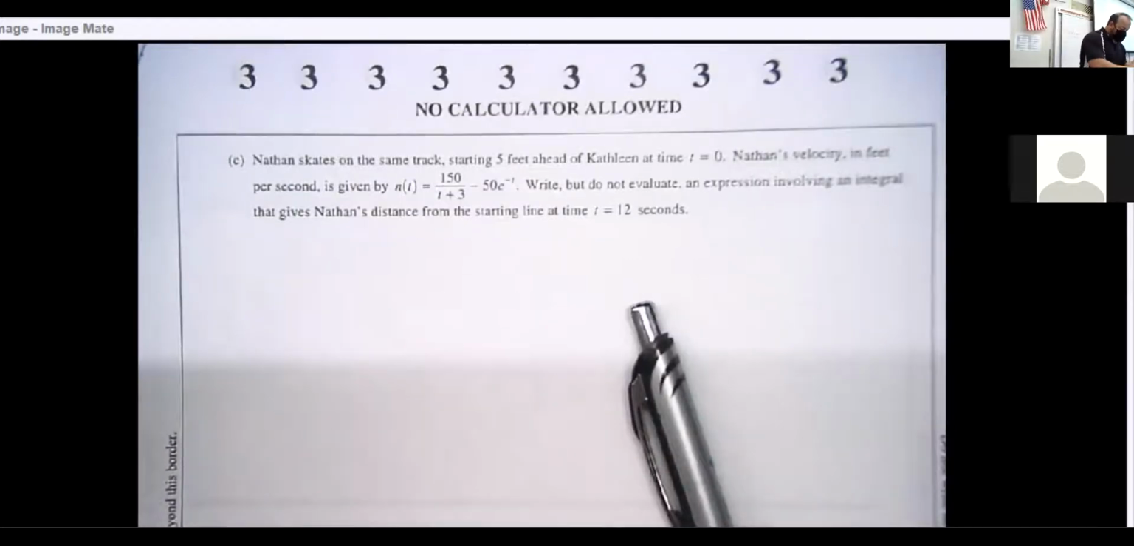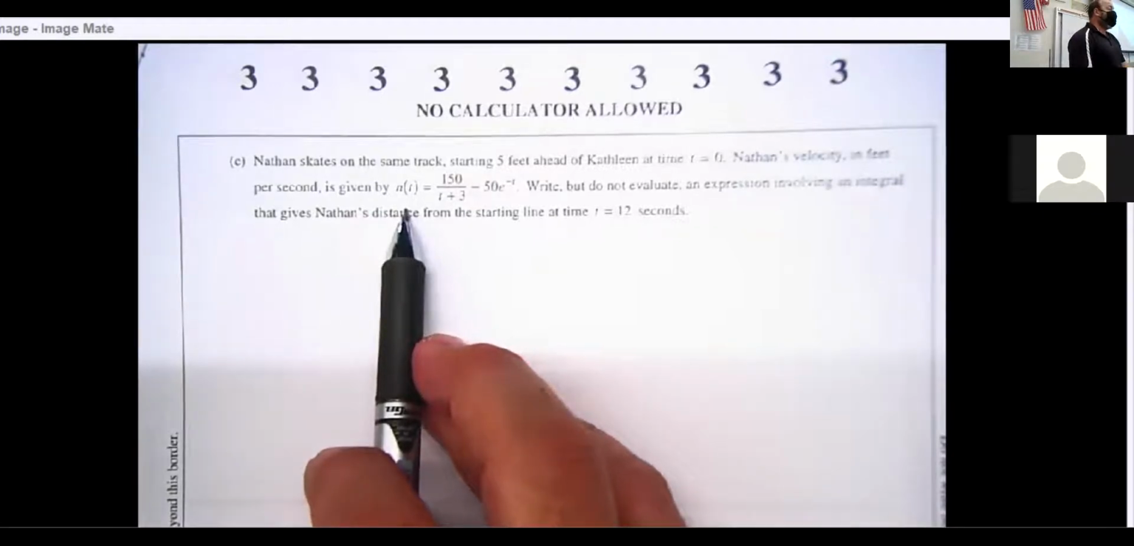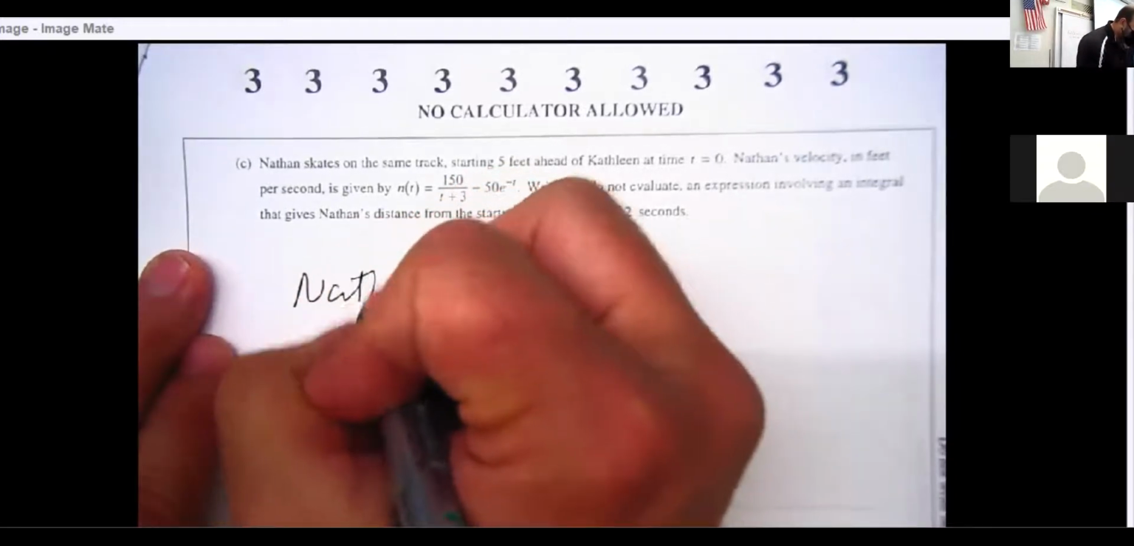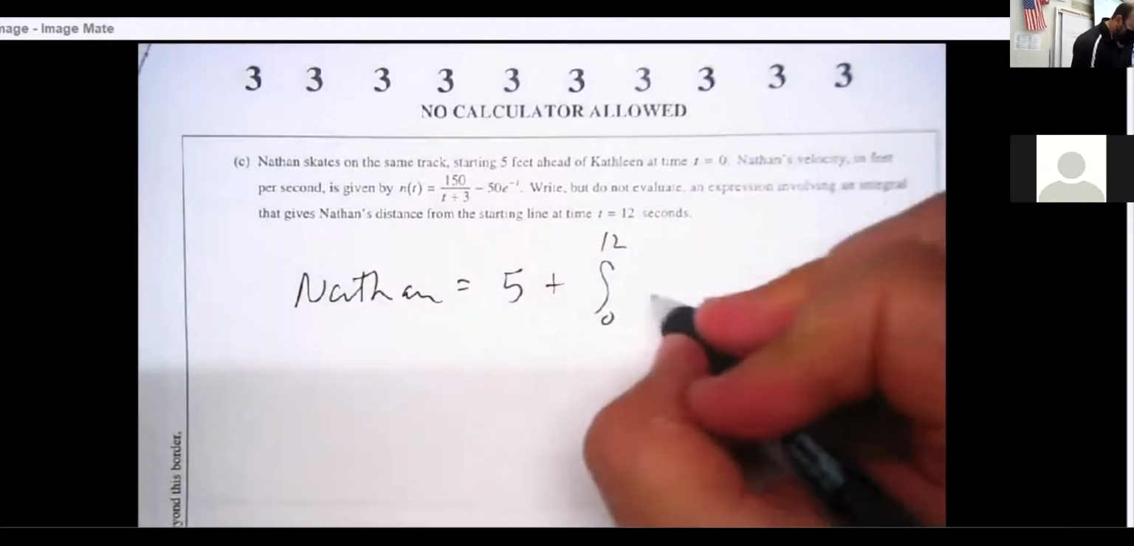Nathan skates on the same track, starting 5 feet ahead of Kathleen. Nathan's velocity is given by this crazy function N right here. Oh boy, right, but don't evaluate. Where Nathan is. So let's figure out where is Nathan. So what happened here? What's the first thing? Where did he start? 5 ahead. So we better start there. Boom. Plus the integral from 0 to 12 of ugliness.